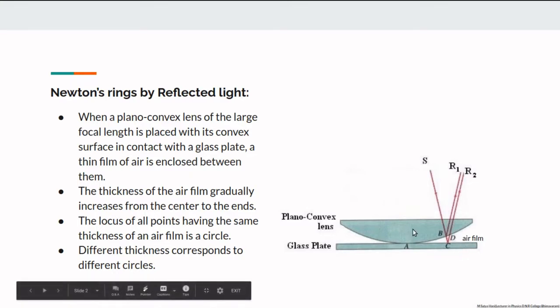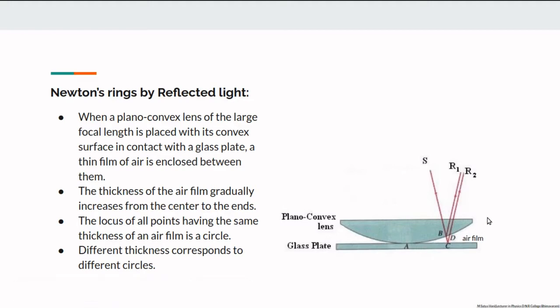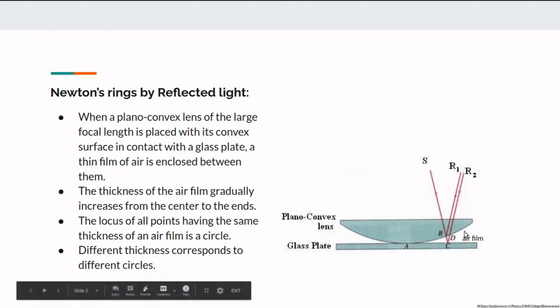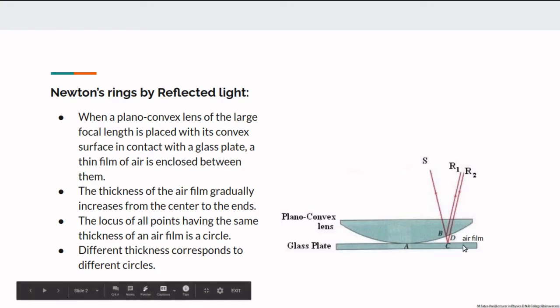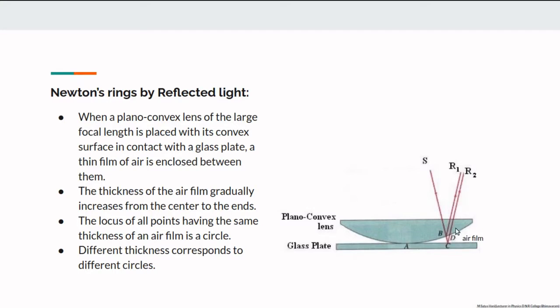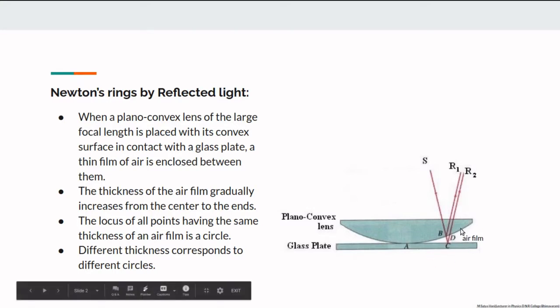This is a plano-convex lens and it is placed on this plane glass plate. Then there is some space in between the plane glass plate and the plano-convex lens. Then a thin air film is formed in between these two surfaces. Here at the contact, the thickness of the air film is 0. The thickness of the air film gradually increases from center to the ends.